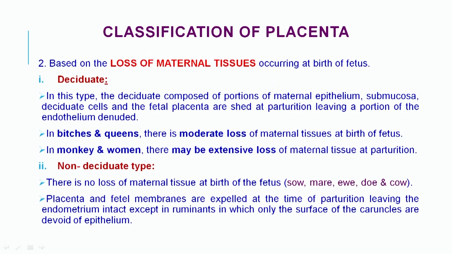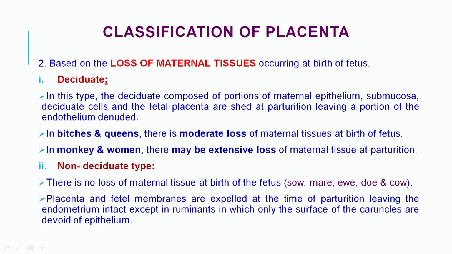On the basis of the loss of maternal tissue at the time of parturition, placentas are classified into 2 types, deciduate or non-deciduate. The deciduate type of placenta is found in the bitch, queen, monkey and woman, meaning that at the time of parturition or birth, maternal tissue is lost. In the non-deciduate type, the maternal tissue isn't lost at the time of birth. It is found in the sow, mare, ewe, doe, and cow.